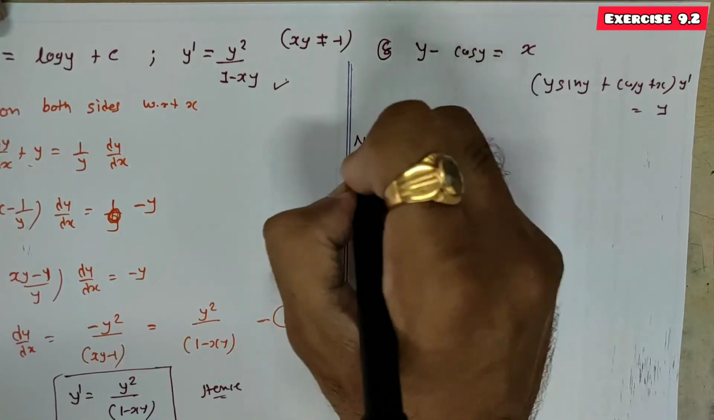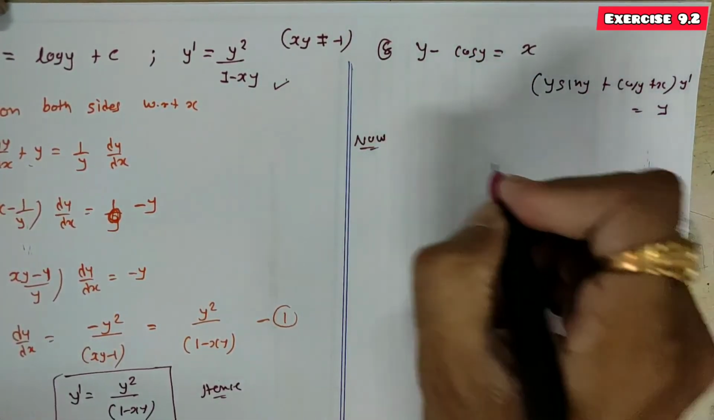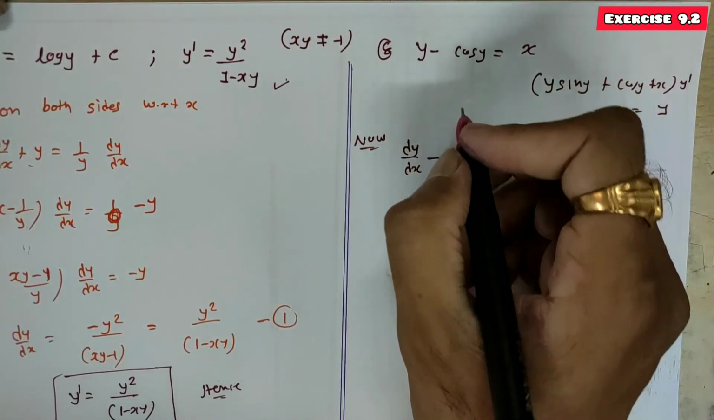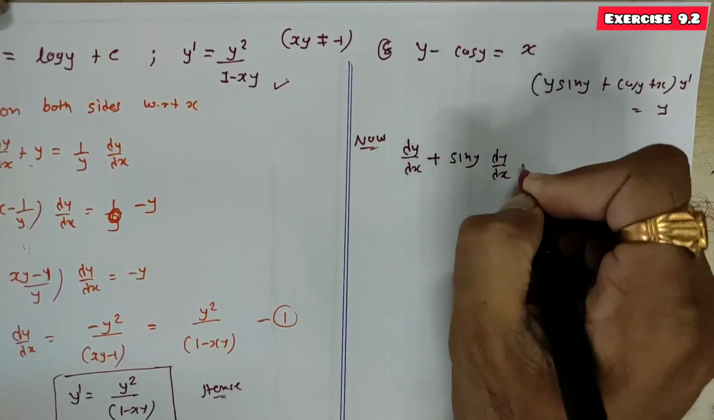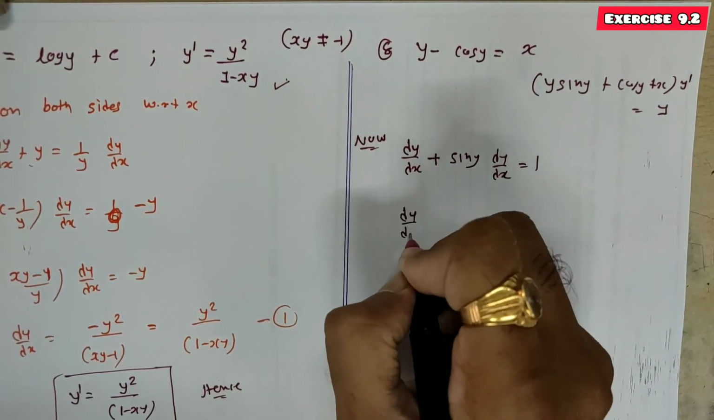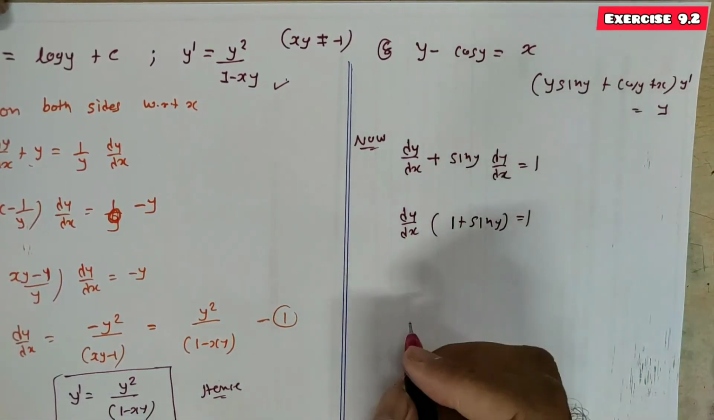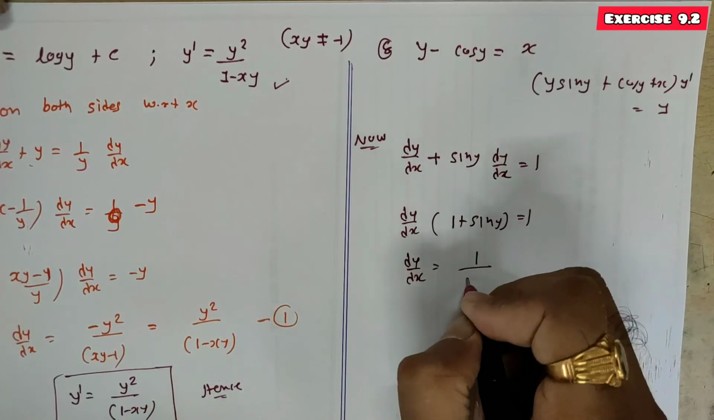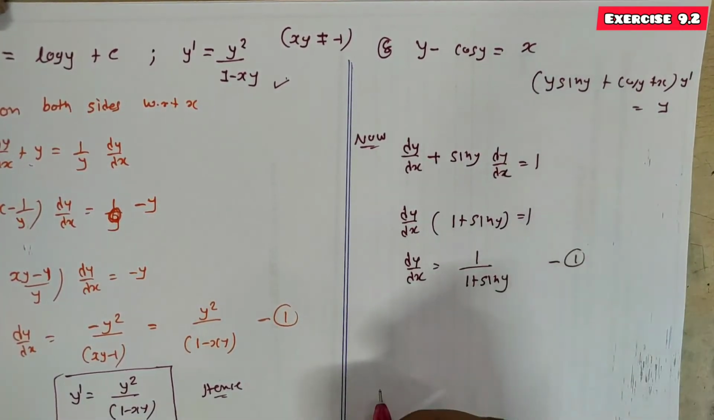So let's start with the given y minus cos y equal to x. Differentiate on both sides with respect to x. So this is dy by dx minus differentiation of cos y, plus sin y dy by dx equal to 1. Taking dy by dx common, it's dy by dx into 1 plus sin y equal to 1. So our dy by dx is 1 upon 1 plus sin y. So this one is the result 1.